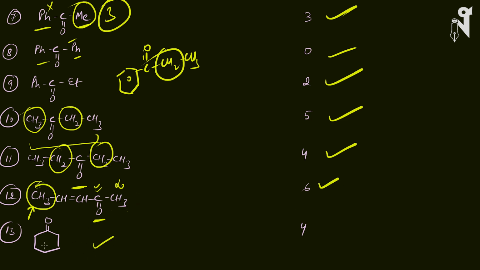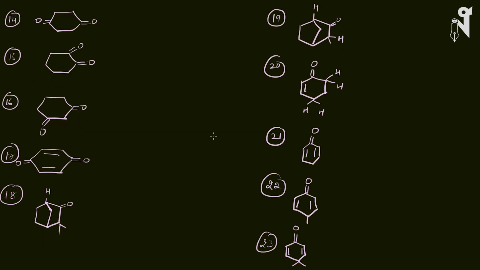Now look at this question number 13. One carbon here, so 2 hydrogens here, 2 hydrogens here, so total 4 enolizable hydrogens. Now try out these and note them down, try these out on your own, and then I'll discuss the answers.